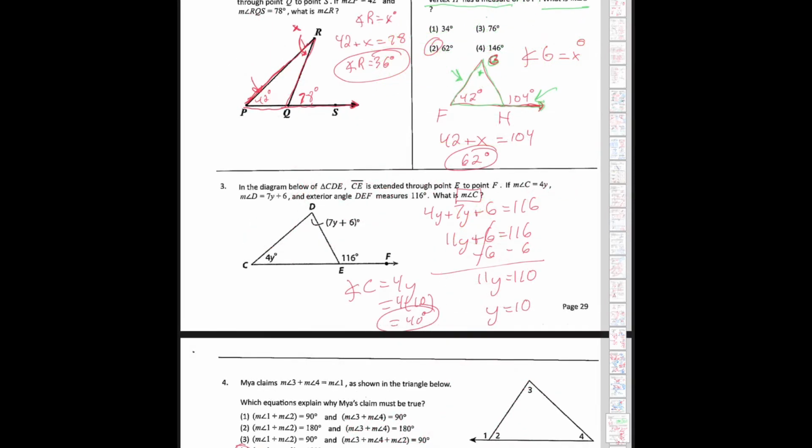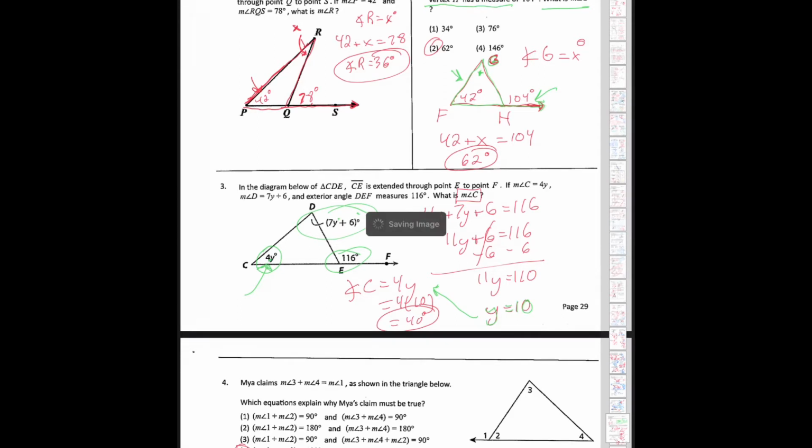If we take a look at number 3, we're still applying the exterior angle theorem, except there's a little bit of algebra involved. So nothing changes. We still have these two angles added together equal to the exterior angle. To find angle C, we do 4y plus 7y plus x, these two added together, set equal to 116. When we solve for y, we get 10. Then we always plug back into what we're looking for. We're looking for angle C. We plug into 4 times y, and we get angle C is equal to 40 degrees.